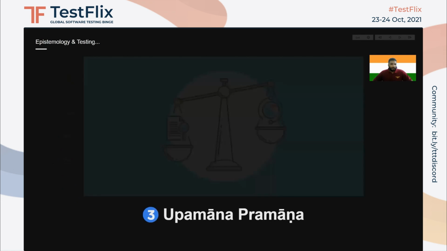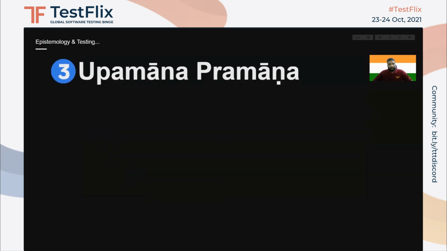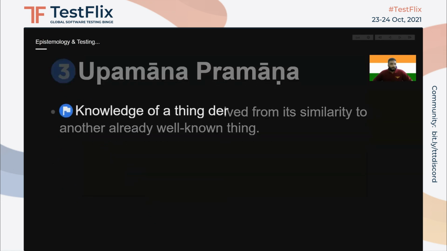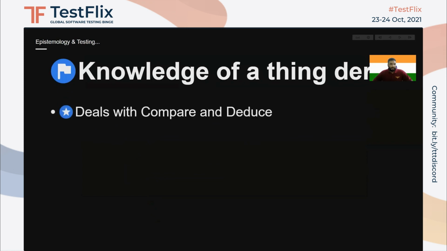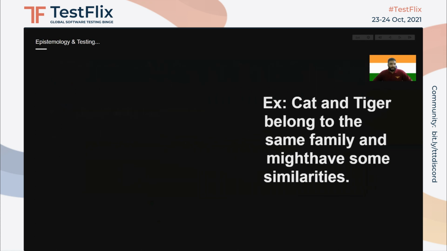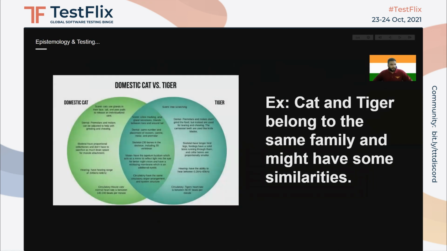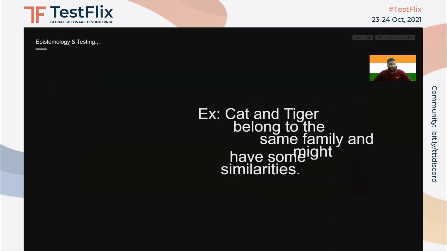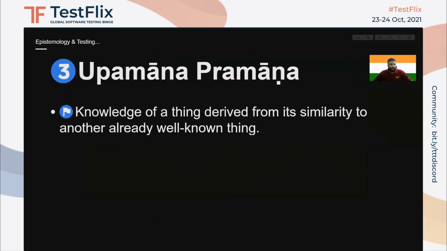Second is Upaman Praman, or the comparison. It is knowledge of a thing derived from comparing it with a similar product. So it deals with compare and deduce. For example, a domestic cat and a tiger both belong to the same family and might have some similarities. They have some similar attributes and some which are different. So anything which lies in the same family will possess some similar attributes.